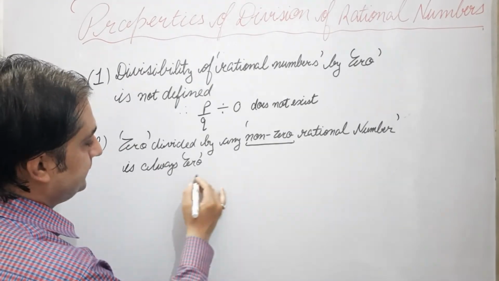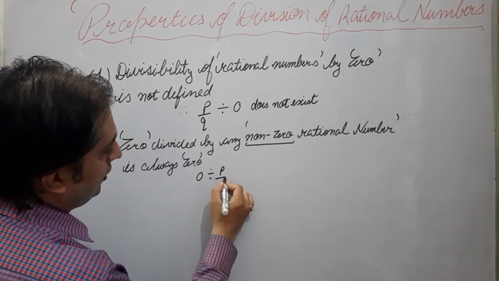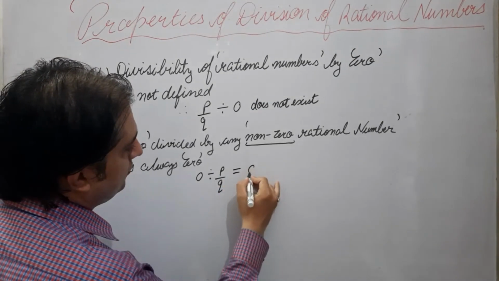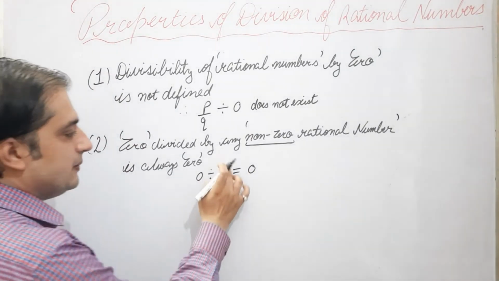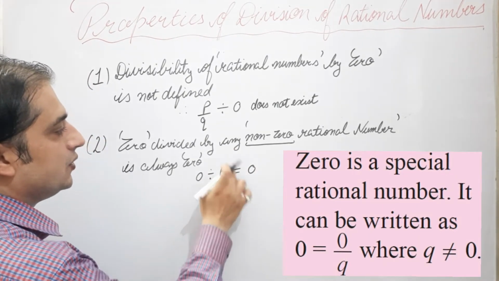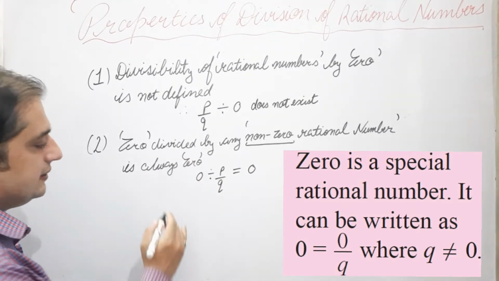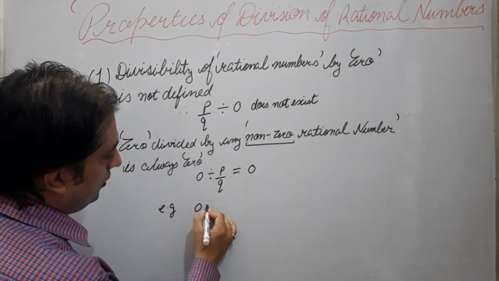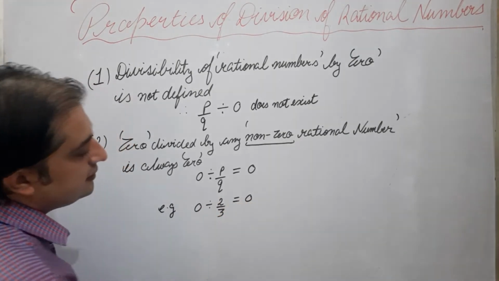Let's say I have an example. If I write in general 0 divided by P by Q, this division exists. So the answer is 0, because P by Q is a non-zero rational number. So 0 divided by this rational number, when you divide 0 by a non-zero rational number, you will always get 0, right? Example: if I write 0 divided by 2 upon 3, the answer is 0.